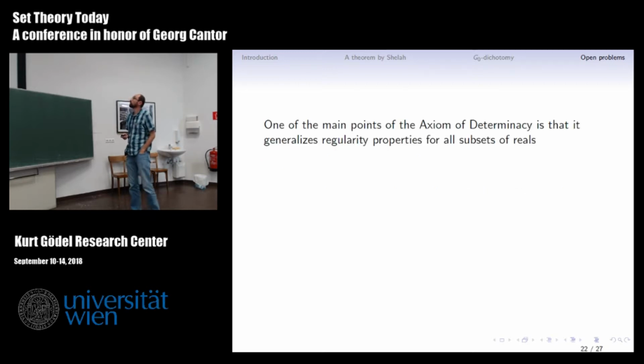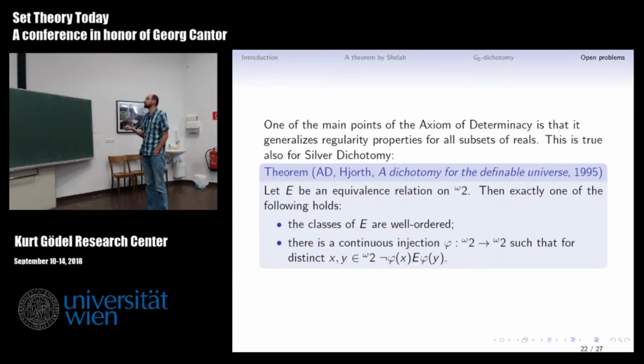But, more important to me, I was a bit out of my comfort zone in the previous theorems because the consistency strength of the large cardinals was very low. Now let's get back to AD, and I feel much more comfortable. One of the main points of the axiom of determinacy is that it generalizes regularity properties to all subsets of reals. There is this theorem under determinacy that you can have the Silver dichotomy not just for coanalytic equivalence relations, but for all relations.